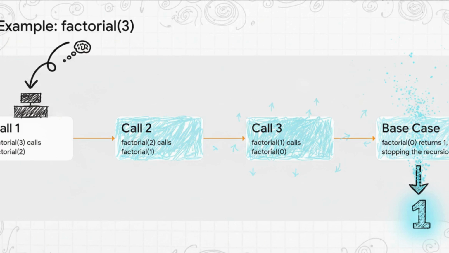To solve factorial 3, the function knows it needs the answer to factorial 2, so it calls itself. That call then asks for the answer to factorial 1, which then asks for factorial 0. Finally, factorial 0 hits our base case, our stop sign, and it just returns the number 1. That answer is then passed back up the chain, solving each little piece of the puzzle on its way out.